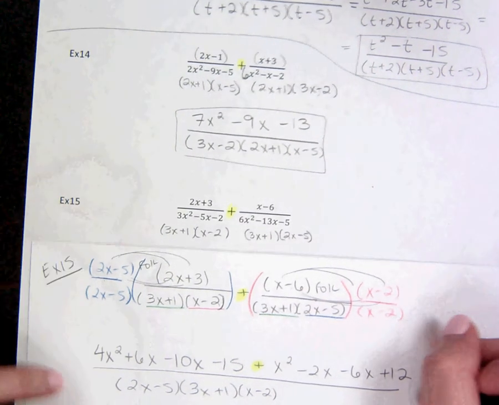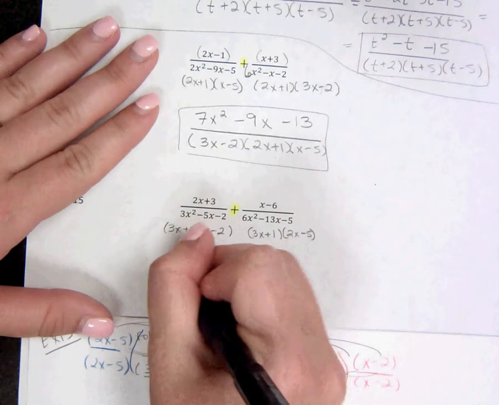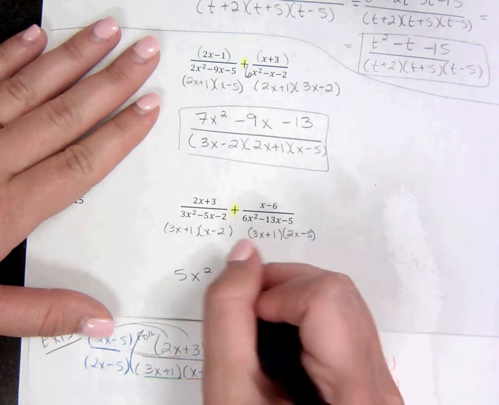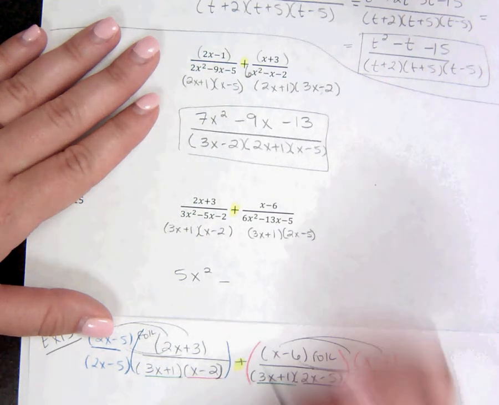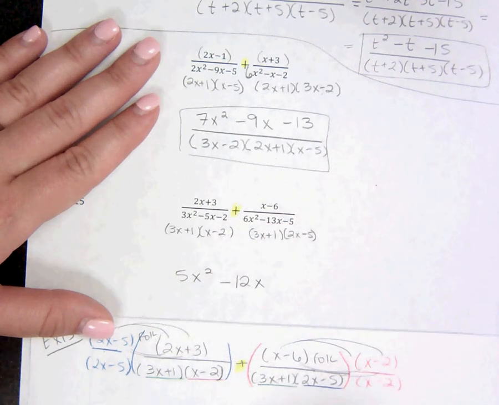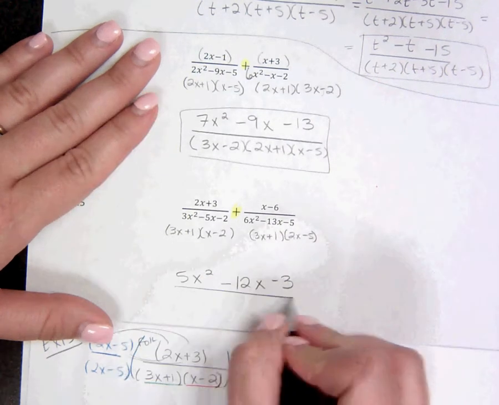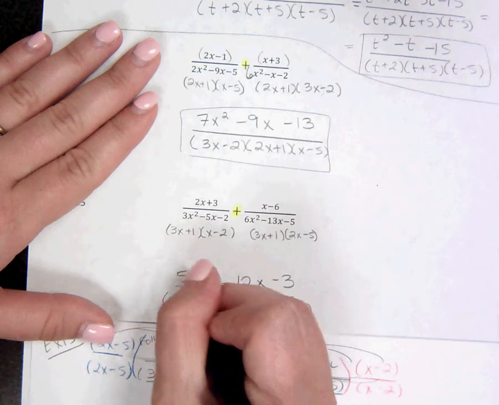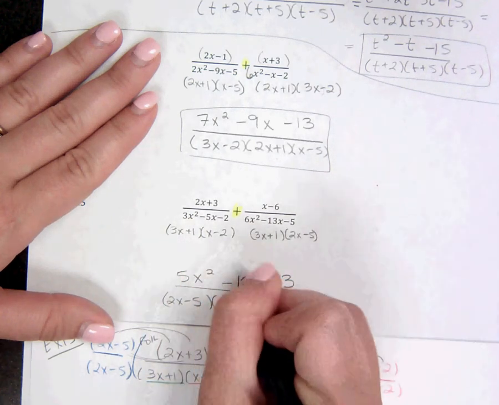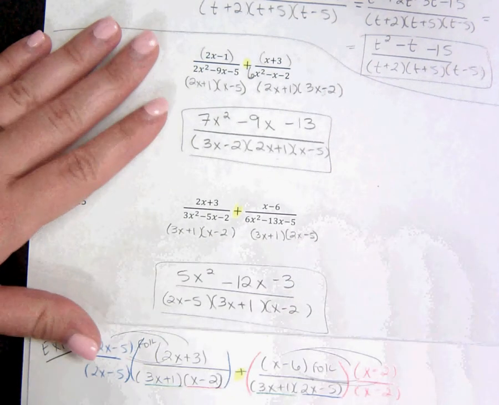Then we just have to clean up the top, and we'll get our final answer of 5x squared minus, we'll put all the x terms together. That's negative 4 and negative 8, so negative 12x. And then put our constants together, that would be minus 3. Over, once again, those three pieces of the denominator, 2x minus 5, 3x plus 1, and x minus 2. So that's how your final answer should look.